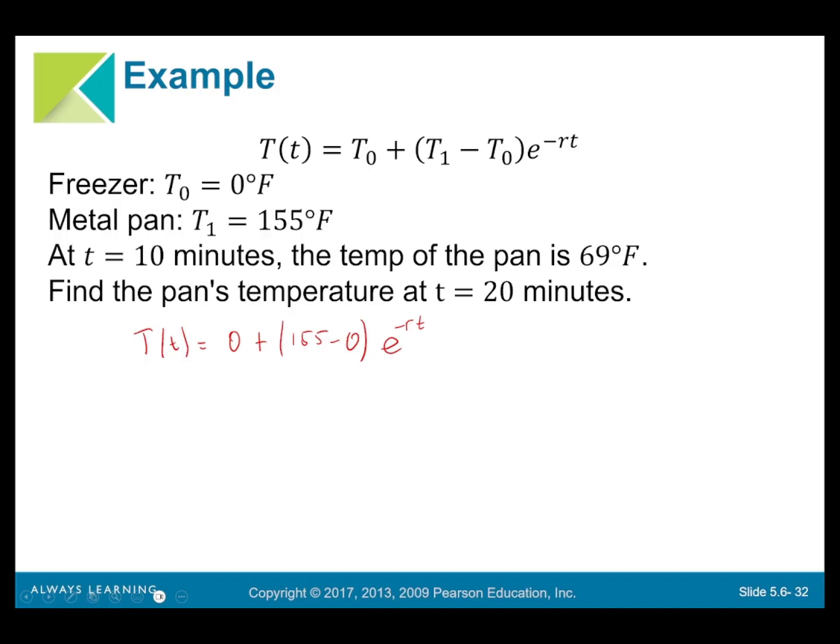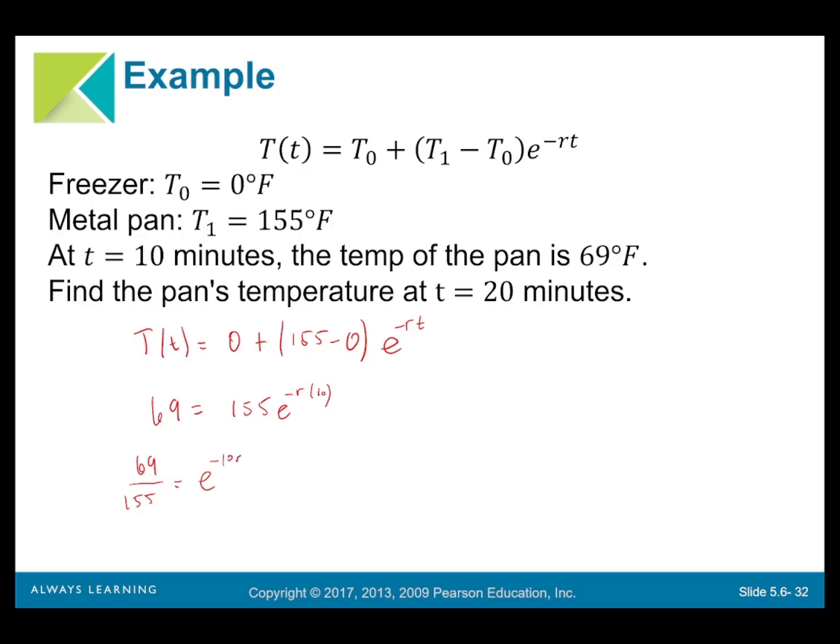And of course, we want to solve for that R value first using the bit of information we're given that at t equals 10 minutes, the temperature of the pan is 69 degrees. So we have that 69 equals 155 e to the minus R times 10. We plugged in t equals 10 and that the temperature is 69 degrees. And so this will help us solve for our rate. Now the only variable in this equation is our rate R. So we divide the 155 over. We're looking at 69 over 155 equals e to the minus 10R.